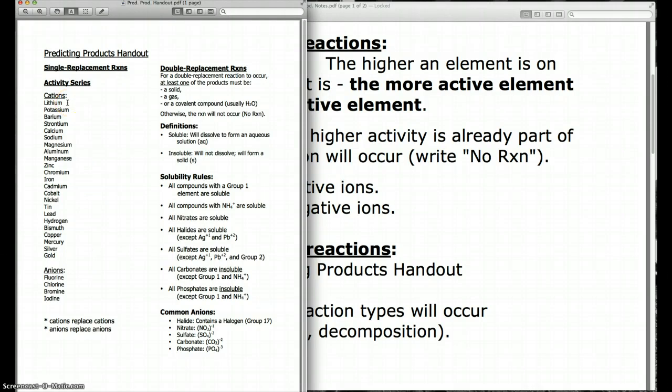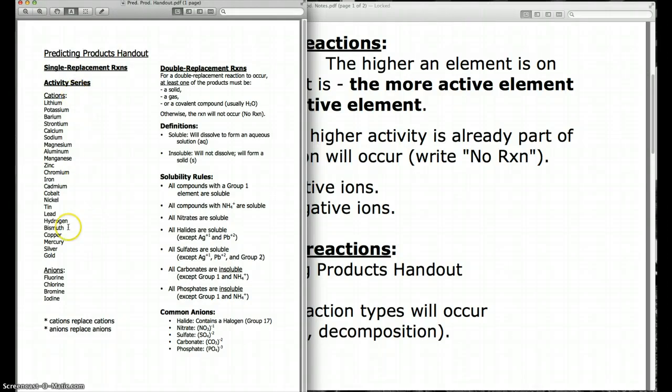So lithium is the coolest cation, positive ion, on the periodic table. If it walks up to a couple dancing, it can kick anybody else on this list out. Potassium is the second coolest element. It can kick anybody out below it, but it can't kick out lithium. Barium, third coolest, so it can kick anybody out below it on the list, but it can't kick lithium or potassium out. So hopefully you see how that works.